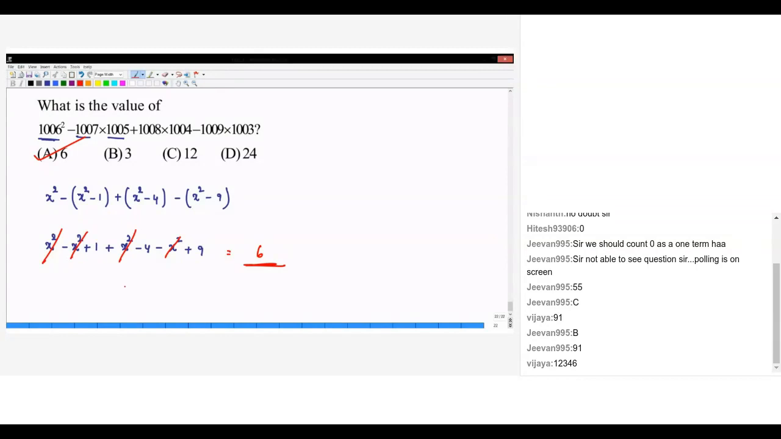I hope you understand how we do it. We're assuming that 1006 as x, then 1007 becomes what? This is x minus 1, x plus 1 into x minus 1, plus 2 into x minus 2, x plus 3 into x minus 3, x square. I hope you understand so far.